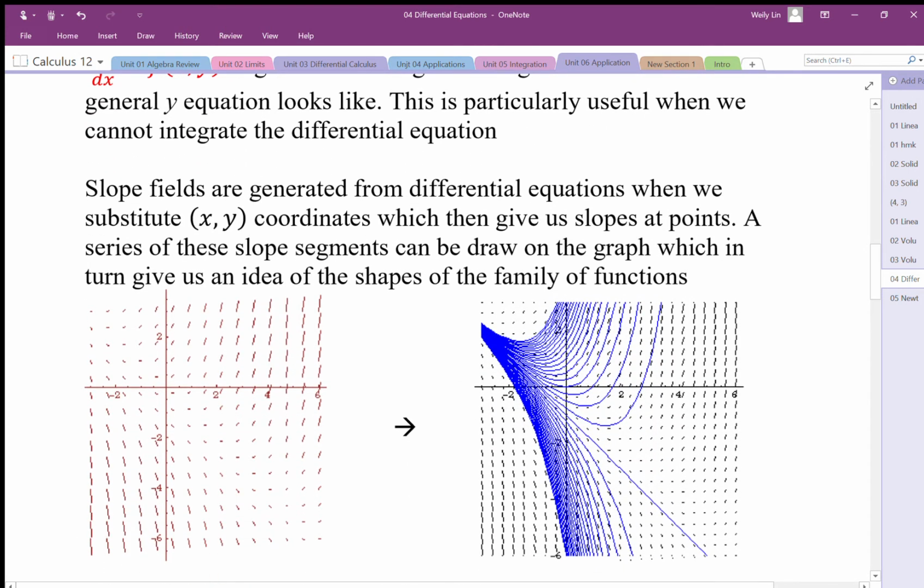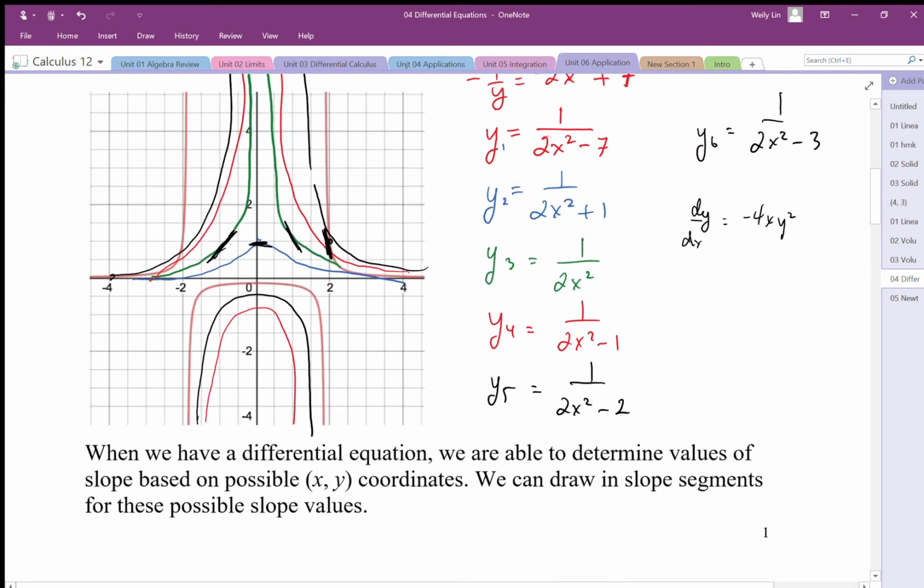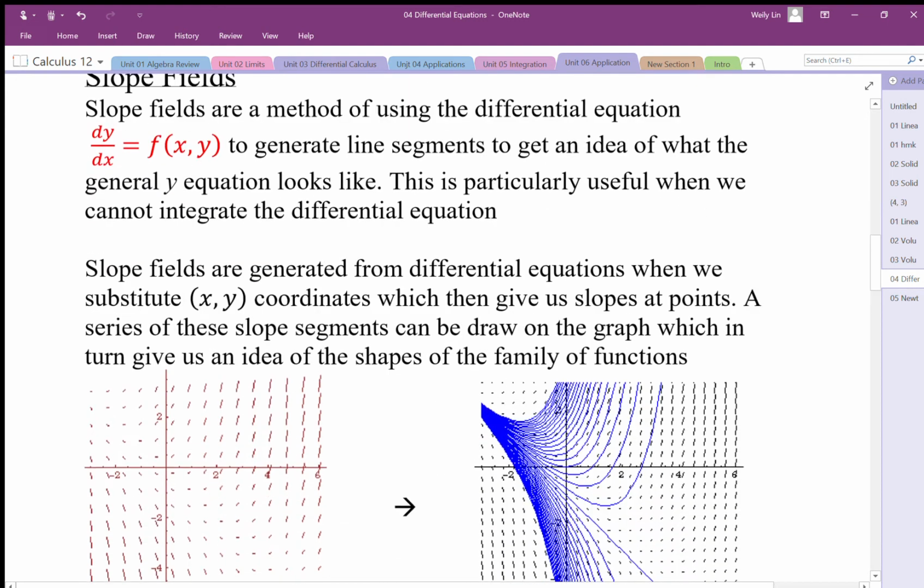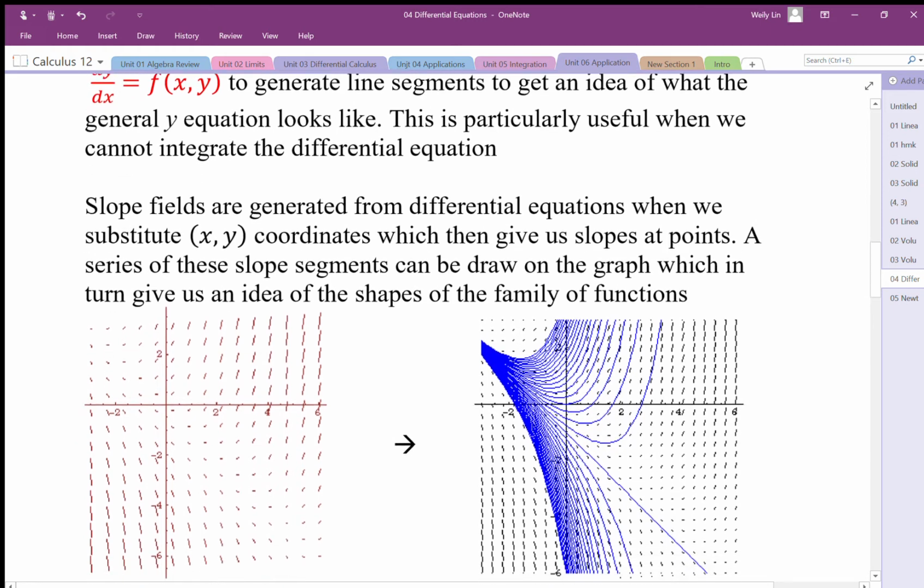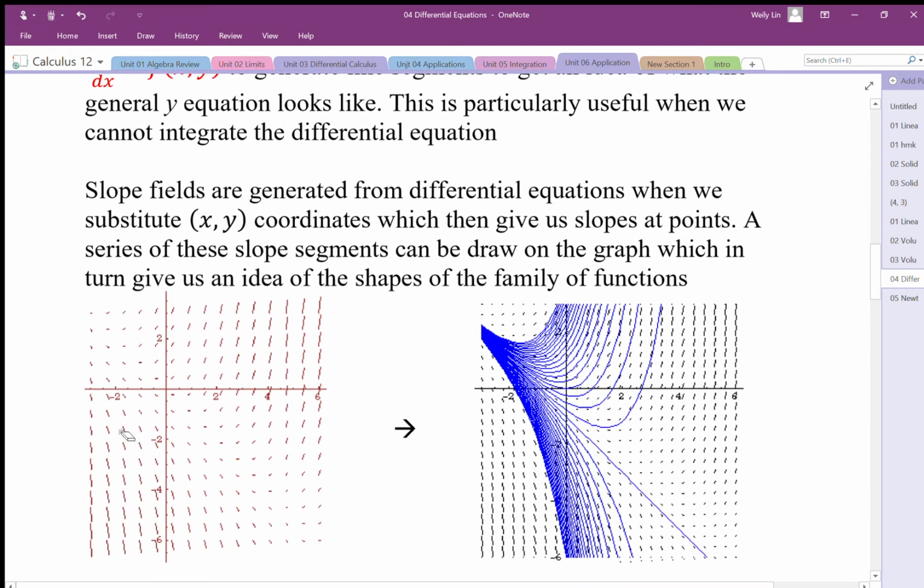So you have all these little slope segments that are calculated using the original differential equation. Because remember, the differential equation is the derivative, so it calculates slope. These are called slope fields. When you look at the field, you get a general idea what the shape of the graphs are going to look like. And here on the right hand side, we see all the possible solutions, depending on where the graph goes through, depending on the initial condition, or the plus c.